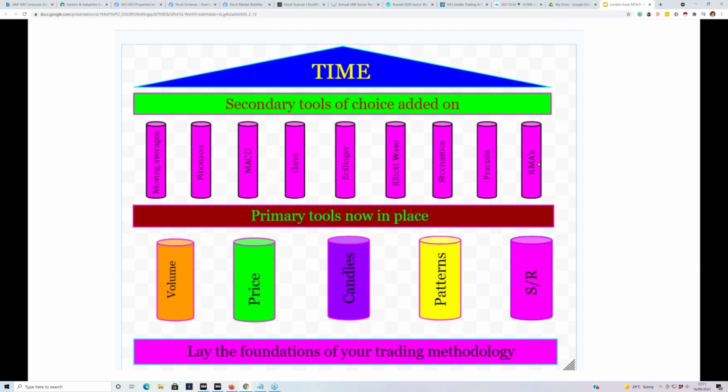These are what we call your primary tools. These are what we call our secondary tools. That doesn't mean they're second best. It's just they are an addition, an aid, if you like, to what is going on with VPA. And the whole thing is overlain with time. By time, we mean not only the chart that you're trading, but the multiple time frames.